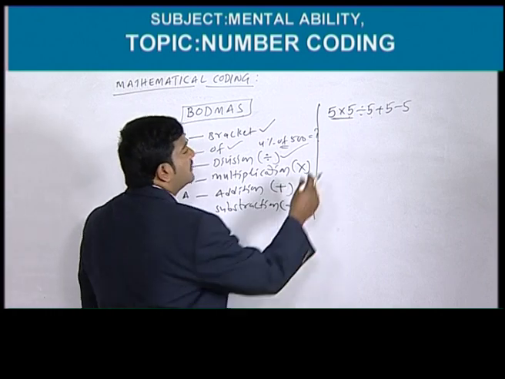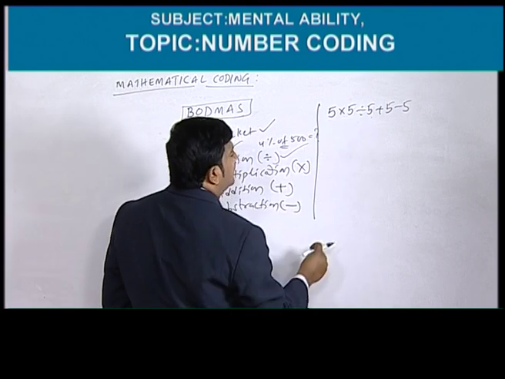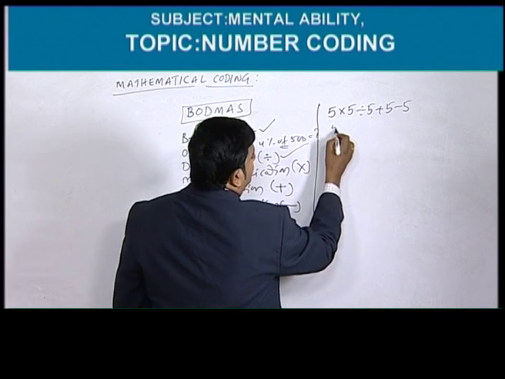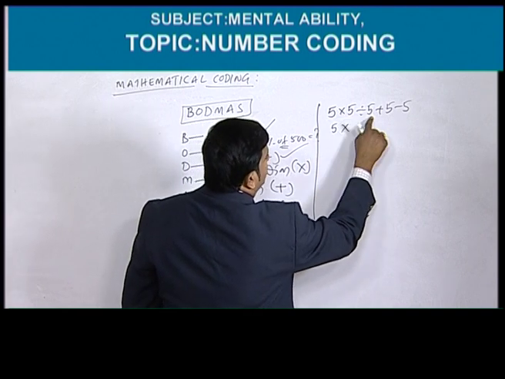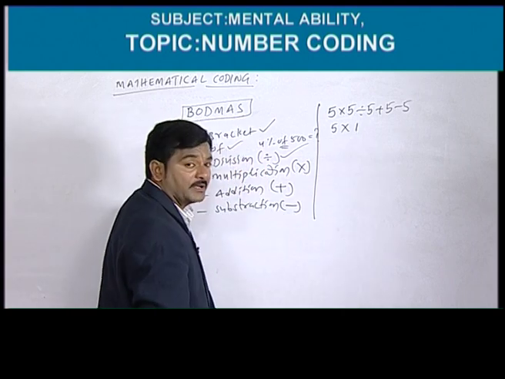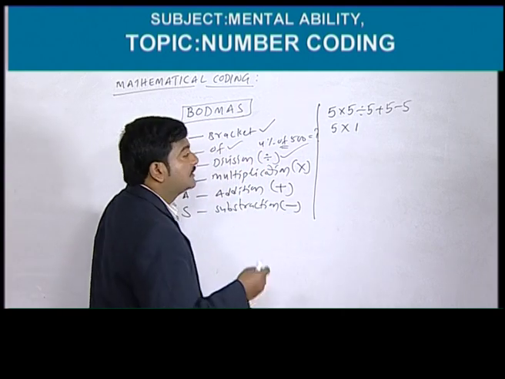Okay, so instead of multiplying 5 into 5, now what we will do? We have to divide this. 5 into, as usual, 5 divided by 5. How much will I get? 1 I will get.